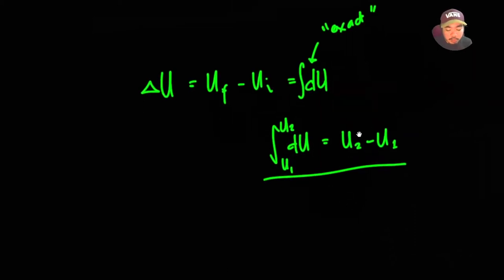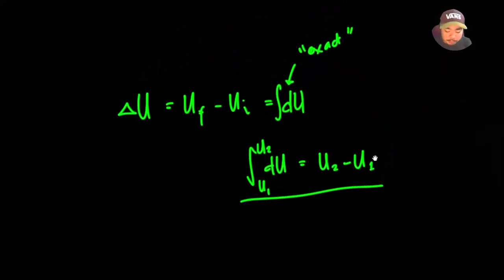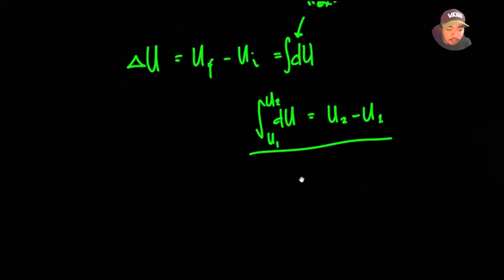If you compute this and it's not equal, then we call that an inexact differential. And for inexact differentials, they have path dependency. We've discussed that Q and W are actually path dependent. So when we talk about infinitesimal values, for example, for an infinitesimal dU, the change in U, we just say Q minus W.